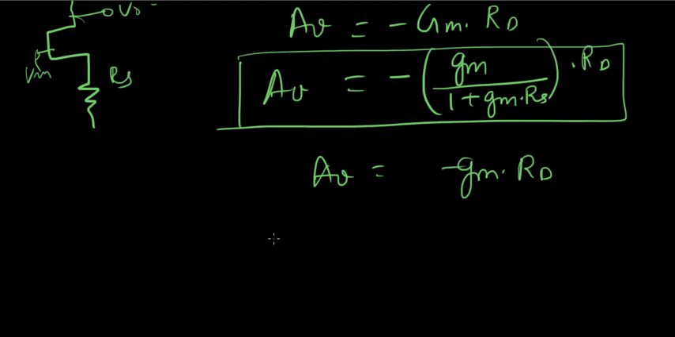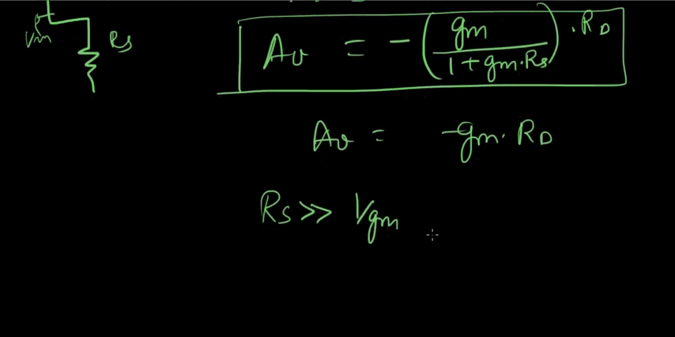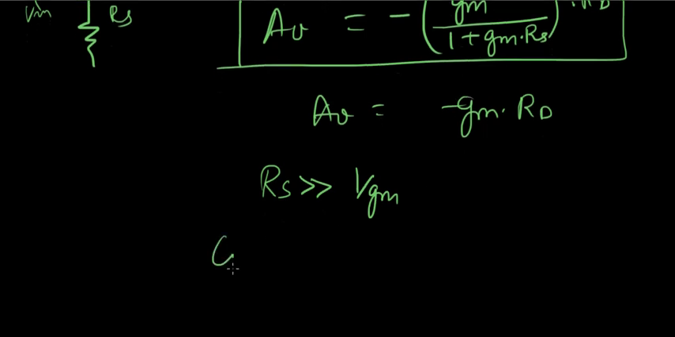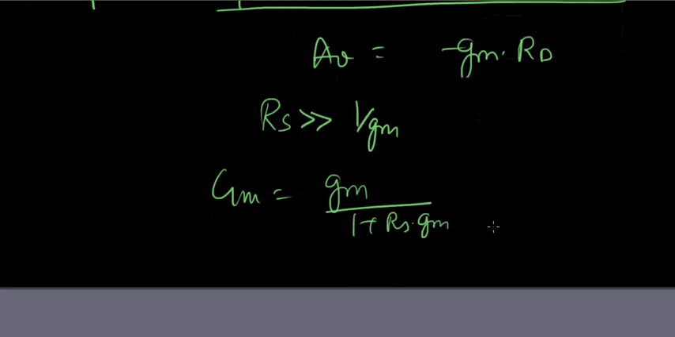And suppose in a case where RS is really greater than 1 over GM, this term would be really big, so we can ignore the 1 there. So what we get for GM over 1 plus RS times GM, and this term is really huge.